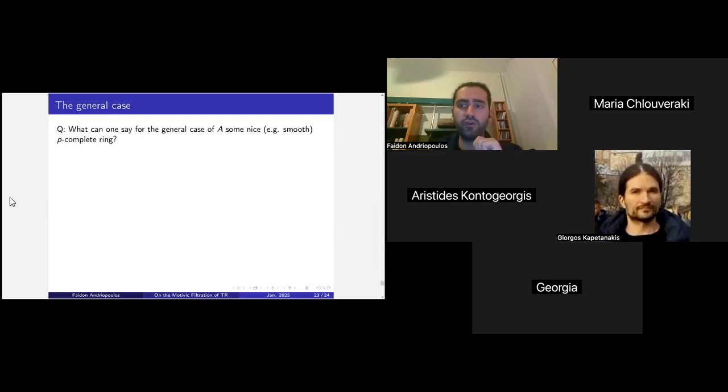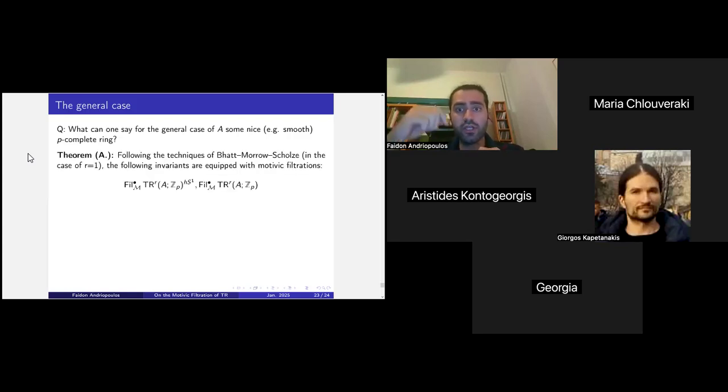And now, for the final slide, there is the question of what one can say for the general case, instead of having FP or OC, what can we say about the input of A, say, some nice p-complete ring, for example, some smooth ring. This is the original case, going beyond the simple calculations that is studied in the second article of Bhatt, Morrow and Scholze, whose techniques we use. In particular, what they studied is the case of R equals 1, the case of topological Hochschild homology, by using their techniques, which is first doing these calculations that we did, and then moving further by extending those calculations to even larger class of rings, and then using some version of descent theory.